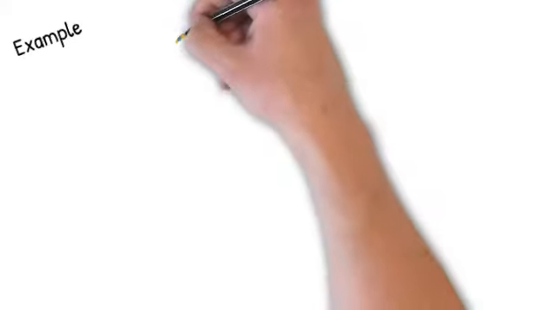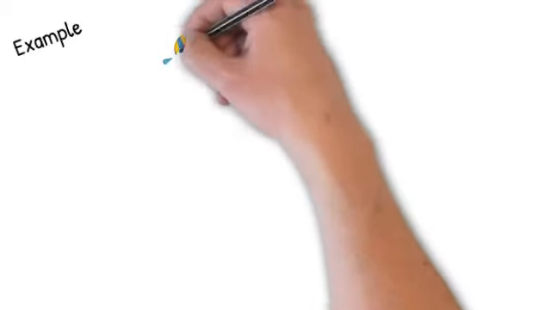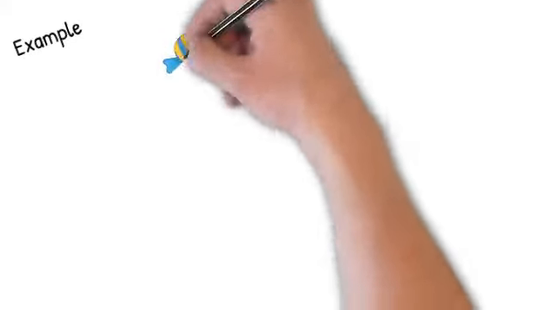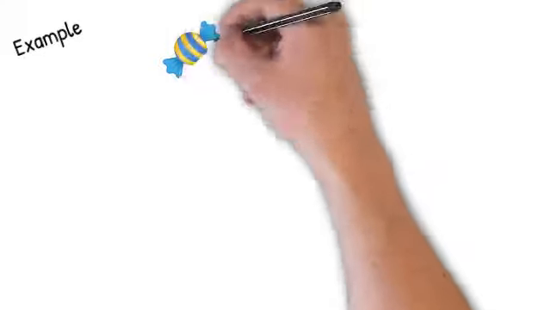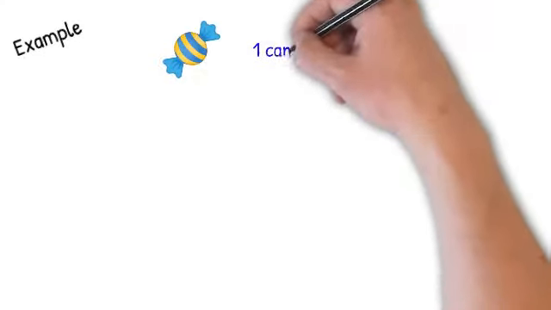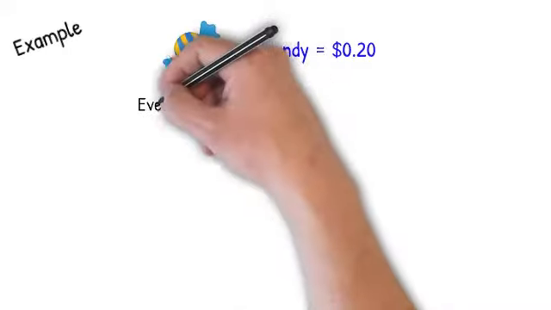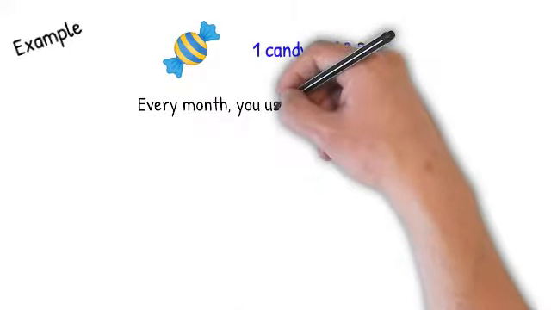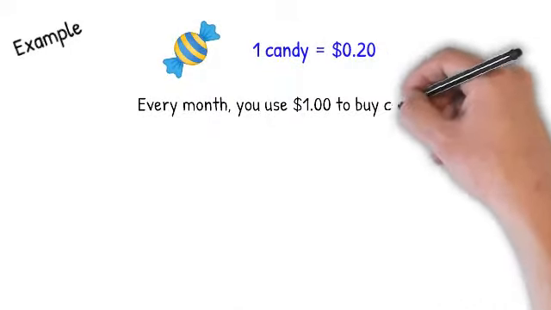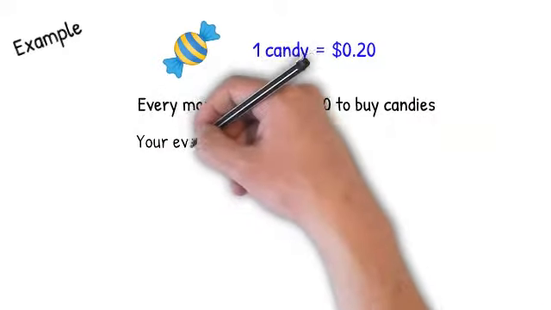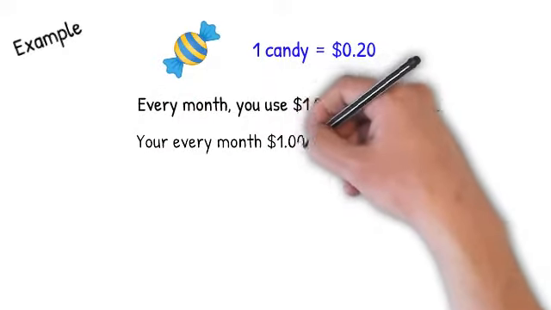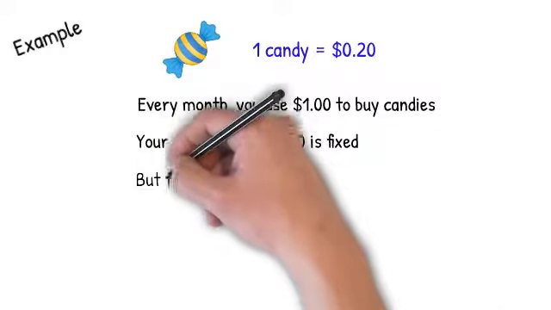Let's come to an example. Assuming that you plan to buy candies for 1 ringgit every month. So, you got 5 candies in the first month. You plan to continue buying the candies for the next 12 months with the fixed amount of 1 ringgit.